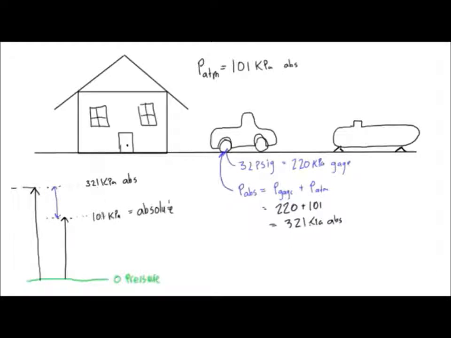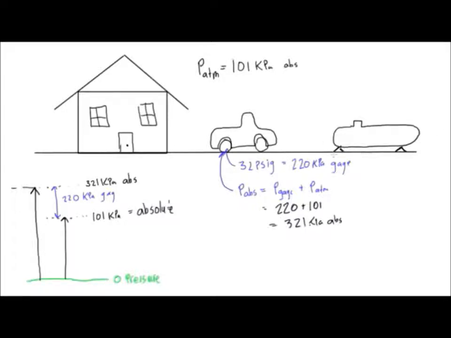Well, 321 minus 101, that's going to be 220 kilopascals, 220 kPa, and that's what we said is our gauge pressure. So gauge is just the difference from the absolute pressure to whatever pressure we're measuring. And in gauge, if it's positive, we call it gauge, and if it's negative, we're going to call that vacuum. So we're going to get to that in this tank.